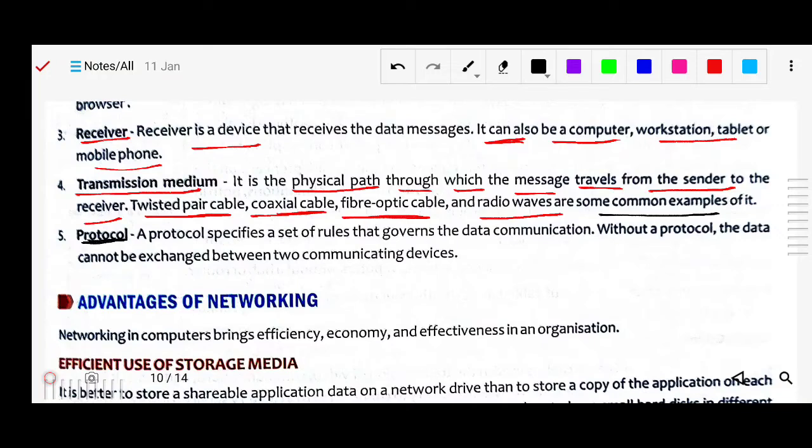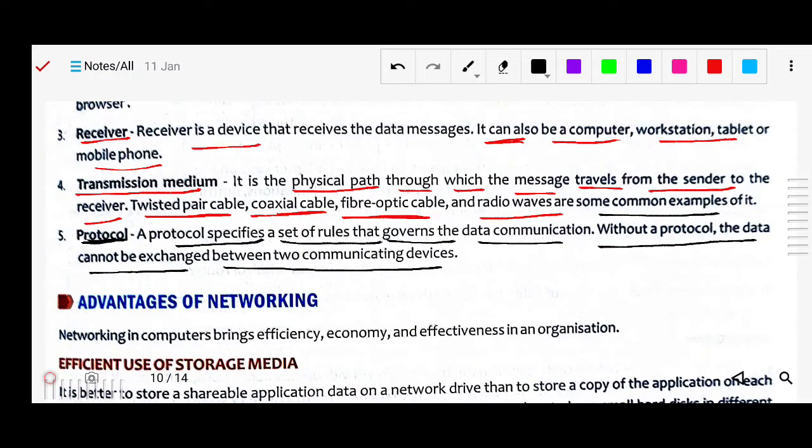So protocol is nothing but a set of rules. In computer terms, like in grammar, in Hindi or English we have grammar. There is a rule to write or read any language. Here also, to send data or to communicate between two devices, there is a need for a protocol. A protocol specifies the set of rules that governs data communication. Without protocol, data cannot be exchanged between two communication devices.